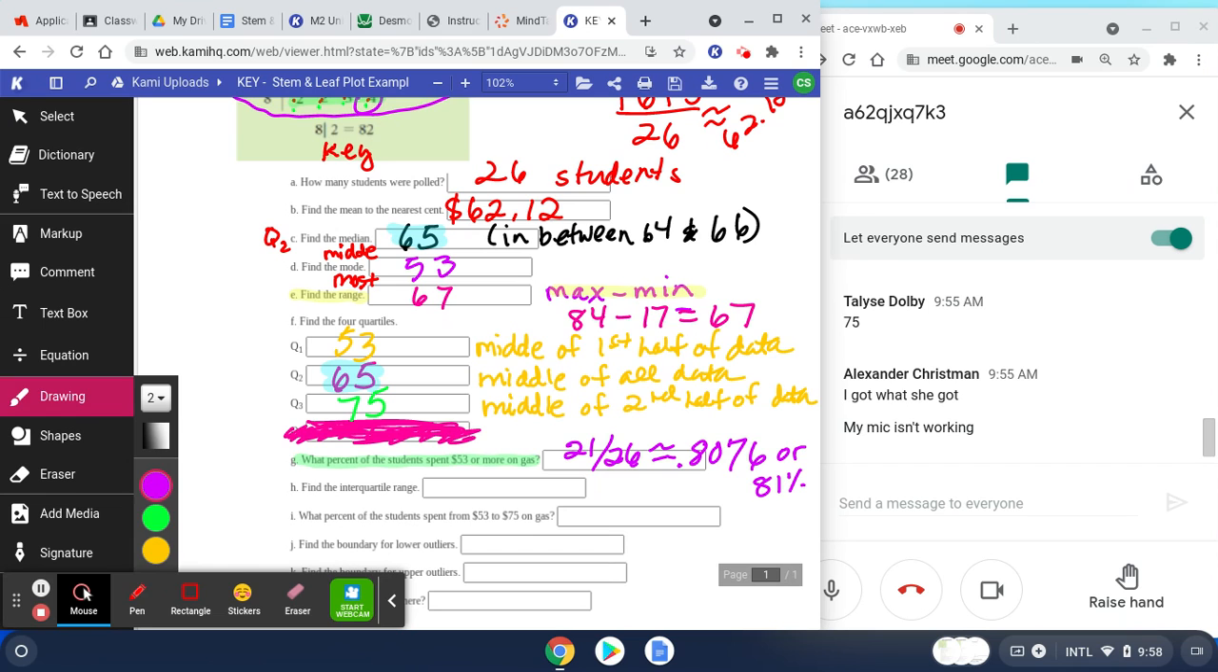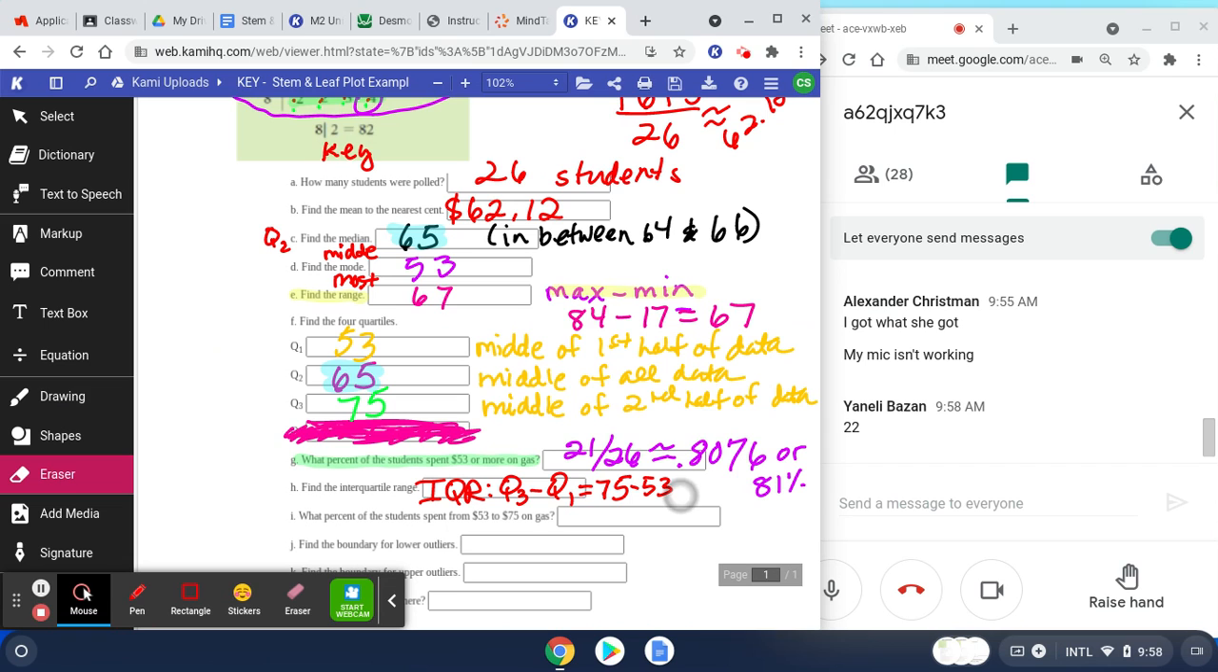Okay, next one asks for the IQR. The IQR is the Q3 minus the Q1. And so we just go up and grab those numbers. Our Q3 is 75. Our Q1 is 52. Can everybody subtract and get us that interquartile range? Hopefully you got the same number as Yaneli and you got 22.